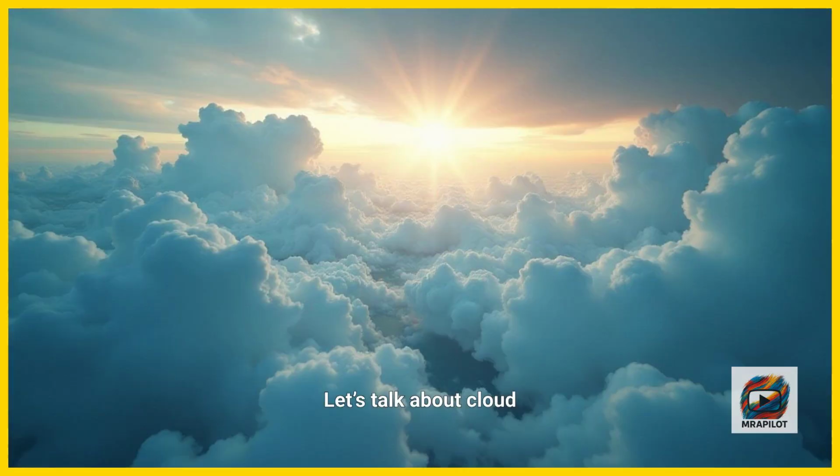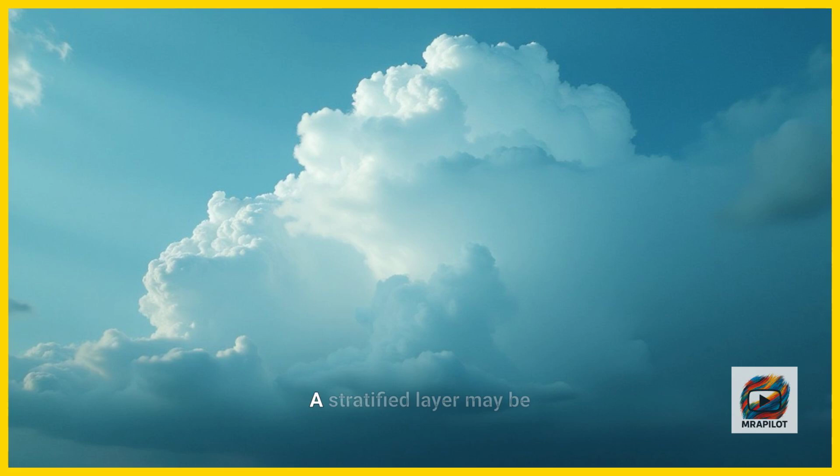Let's talk about cloud layers. Multiple layers may exist, each with different temperatures, icing risks, and turbulence. A stratified layer may be smooth, but the transition to cumulus above could bring bumps or convection. Layer depth is key for icing. Flying through a thin layer may mean light icing for a short period. A thick, saturated layer near freezing can cause moderate or severe icing, especially in stratiform clouds.